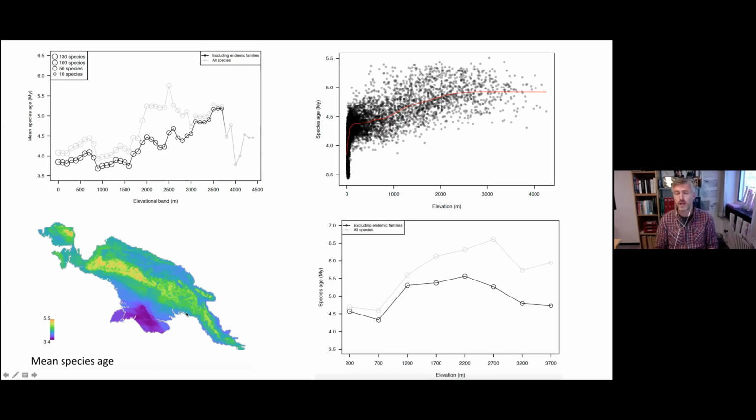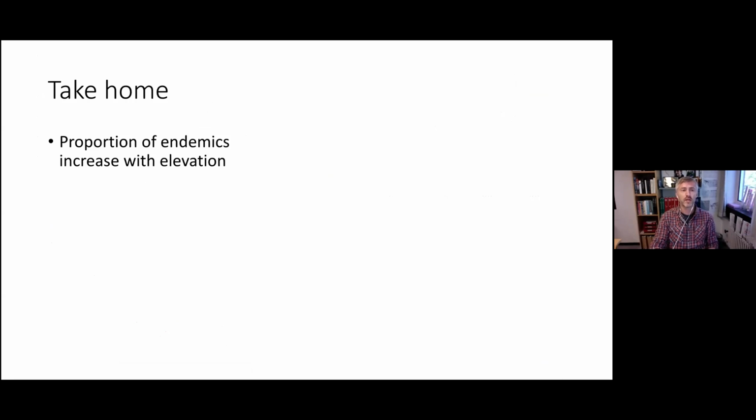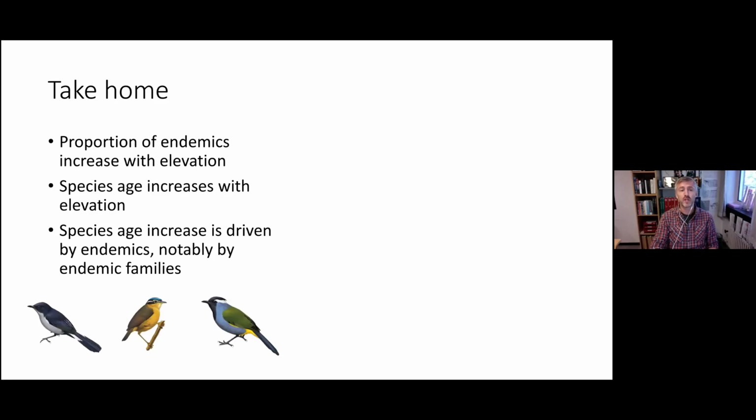And again, along the Mount Wilhelm transect, we find a similar pattern that species ages go up as you move from the lowlands to the highlands. And again, notably driven by endemic species. So here, what we find is that the proportion of endemics increases with elevation, species age increases with elevation, and the species age increase is driven by endemics, notably by endemic families.